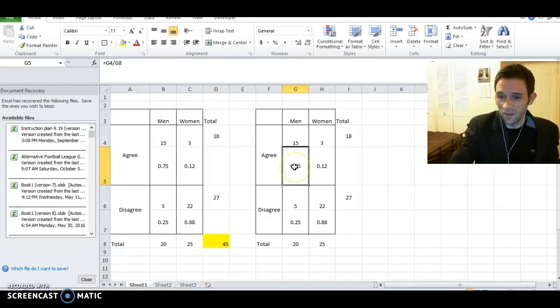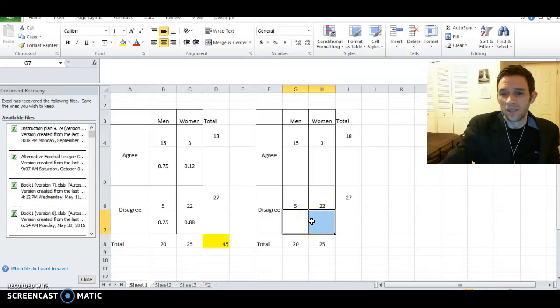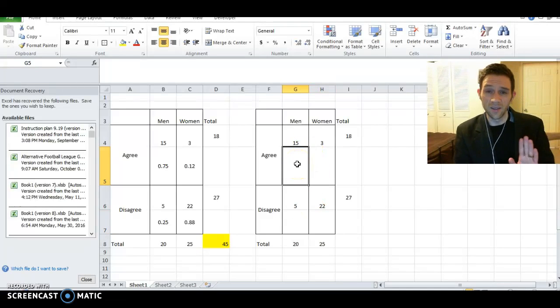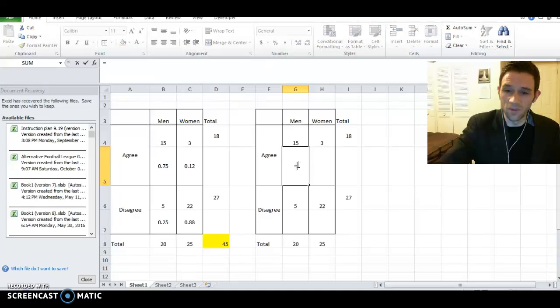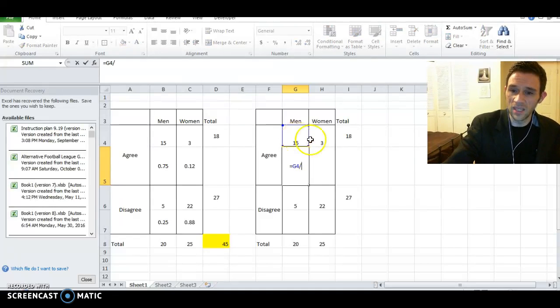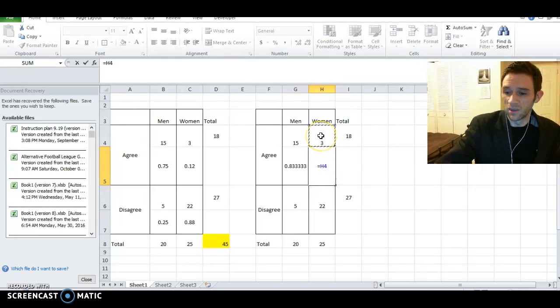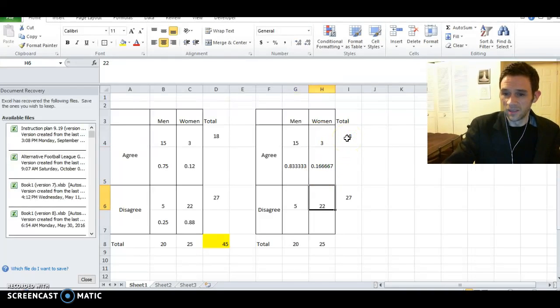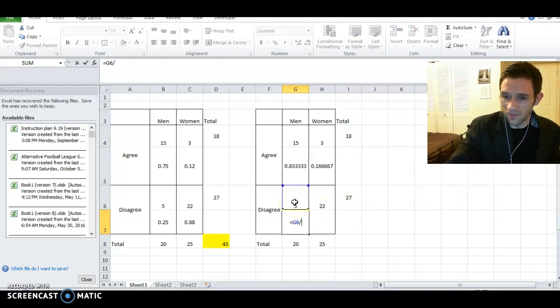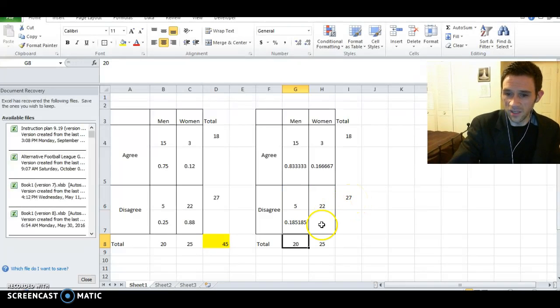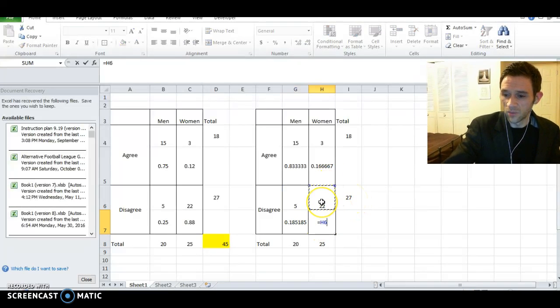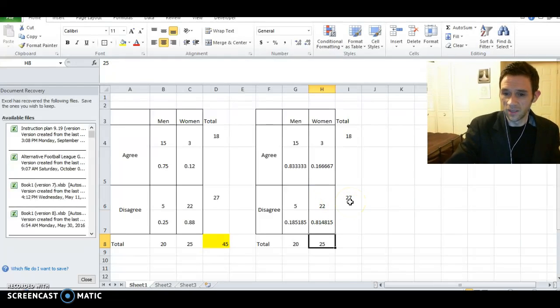Now, that having been said, let's turn this around a little bit deliberately and do this the other way. Let's percentage through the rows to see what information that gives us. So here 15 out of 18 people agree with the policy, and 3 people out of 18 agree, talking about women. Now 5 out of 27 disagree here, that's men. 22 out of 27 disagree here, and that's the women.